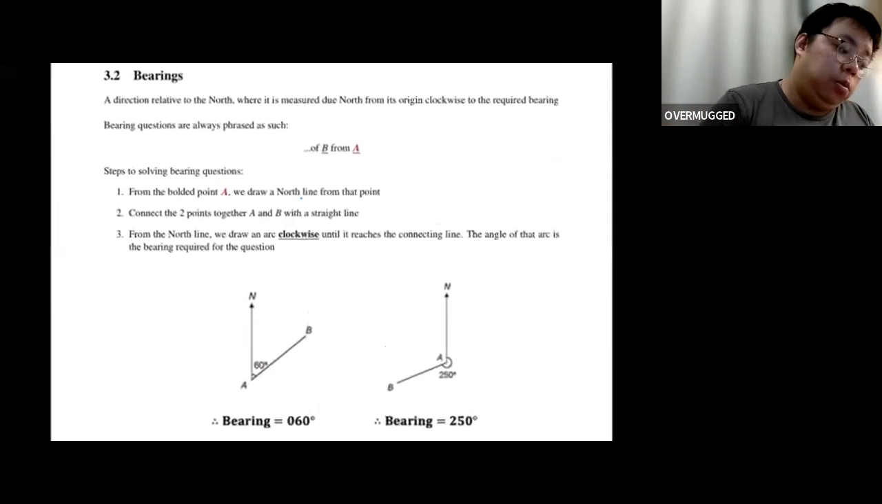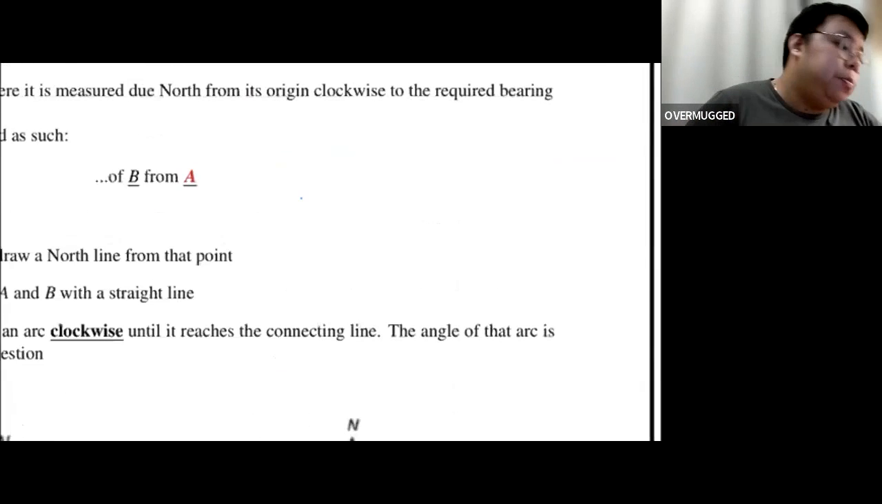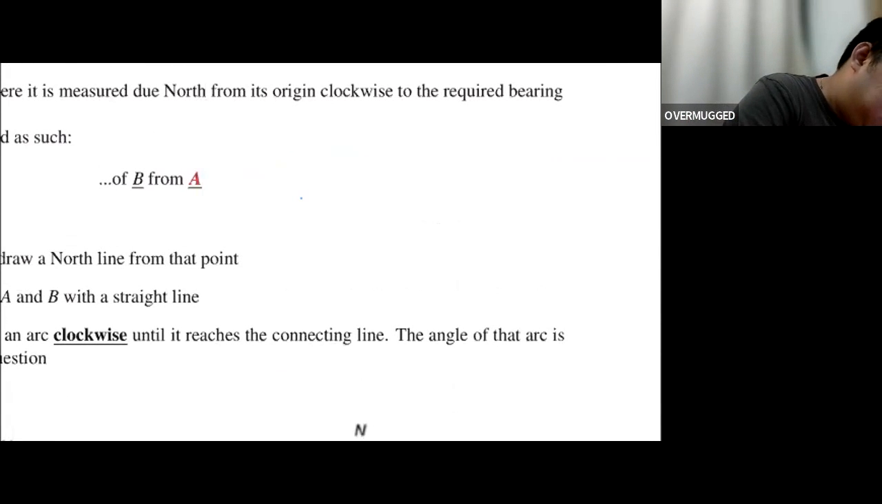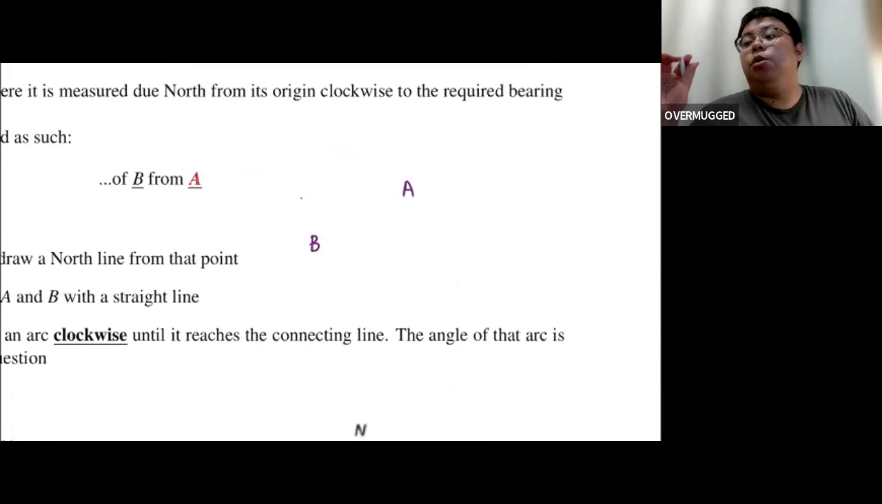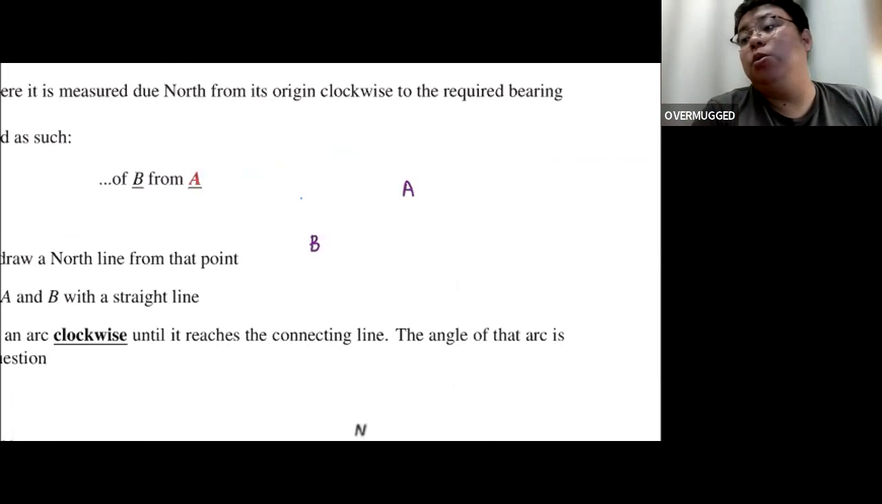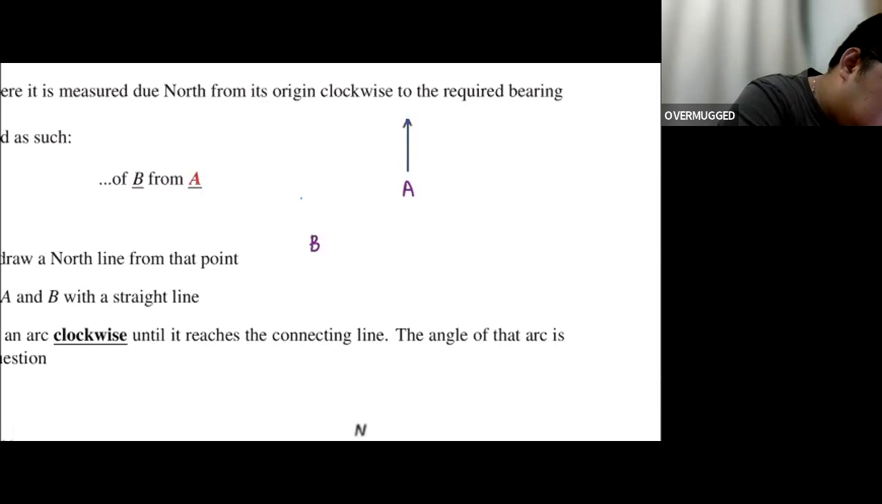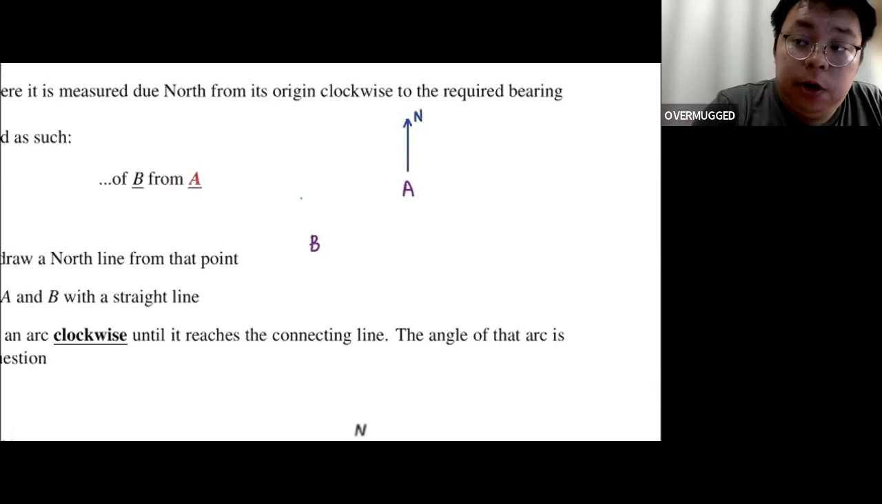So I'm going to share. Number one, we always start from the "from", because that is your point of origin. At the point of origin, we're going to draw a north line. I'm going to draw a very simple diagram here to help you visualize this process. You have A here and B here. The question says you need to find the bearing of B from A. The first thing I will do is identify where I am starting from, which is the "from" in my sentence. So from A, we draw a line going up like this, and this line is your north line.